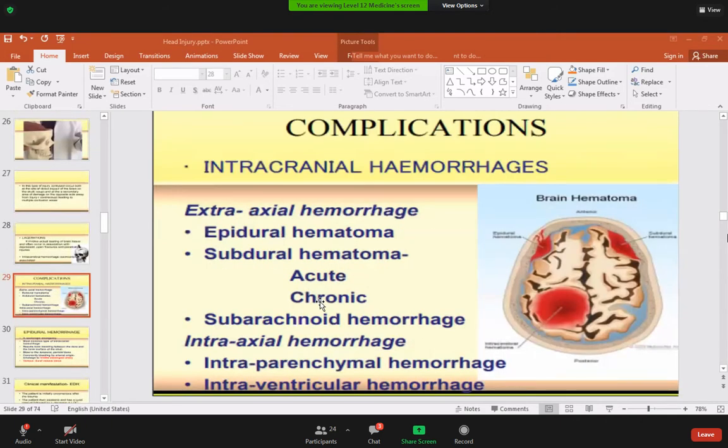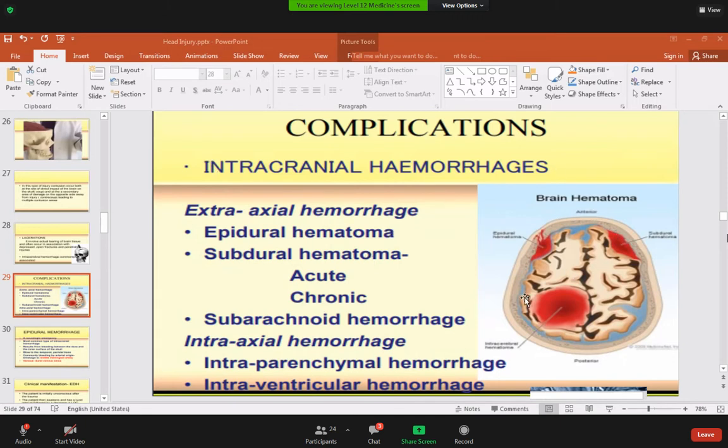Okay, complications of these injuries can be intracranial hemorrhages, which could be extraaxial or intraaxial. Extraaxial means outside the brain matter. Intraaxial means inside the brain matter. So extraaxial, we have epidural, subdural, or subarachnoid hemorrhages. And intraaxial, into the brain matter, we have intraparenchymal hemorrhage or intraventricular hemorrhage.